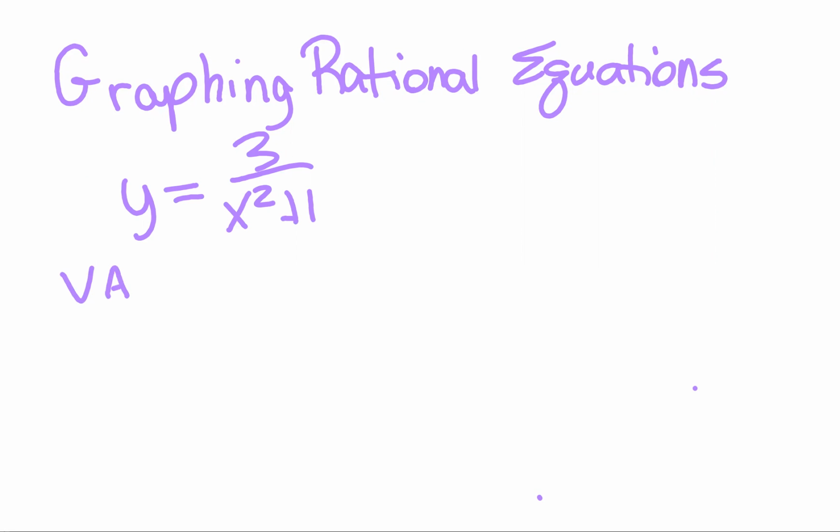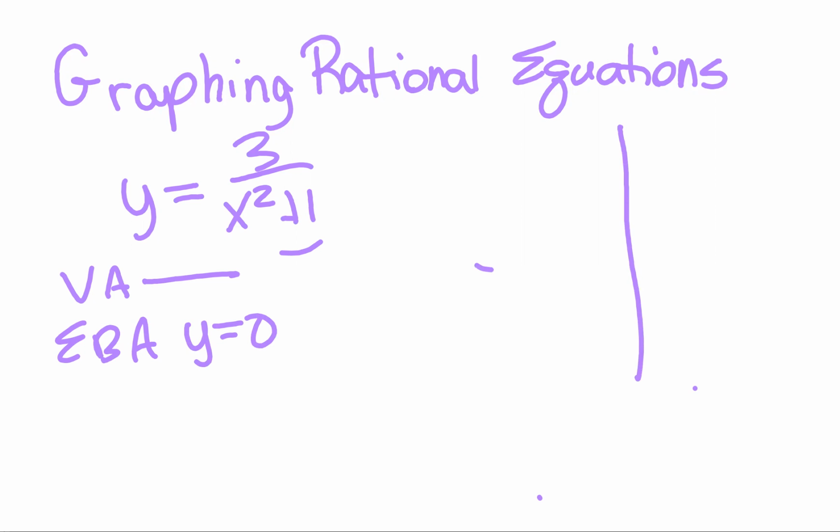So I think about my vertical asymptote and my end behavior asymptote. The vertical asymptote for this does not exist because it's impossible for the denominator to equal 0. The EBA is, since the denominator is bigger, y is equal to 0. So I know that y equals 0 is going to be my horizontal asymptote.